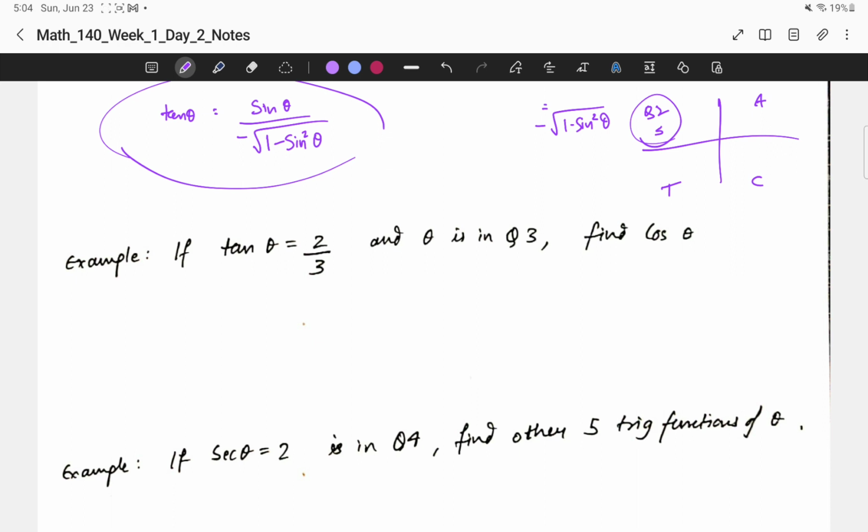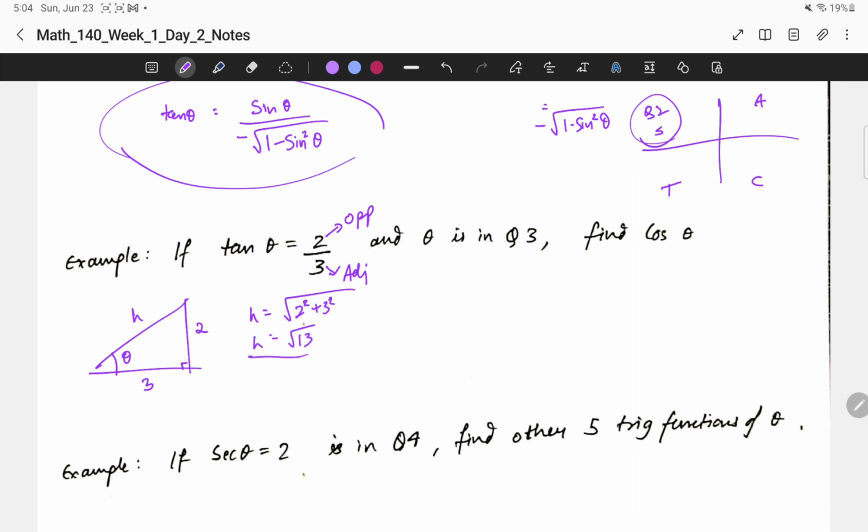Now this is going to be the reverse of the triangle situation. Meaning, if you are given a trig ratio, you make a right triangle and you recall that tangent is opposite over adjacent. So you assign these values. The opposite is 2, the adjacent is 3. So the hypotenuse is square root of 9 plus 4, square root of 13.